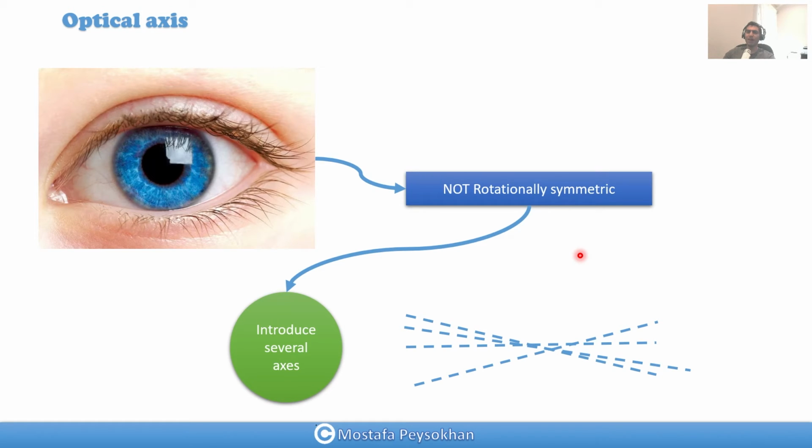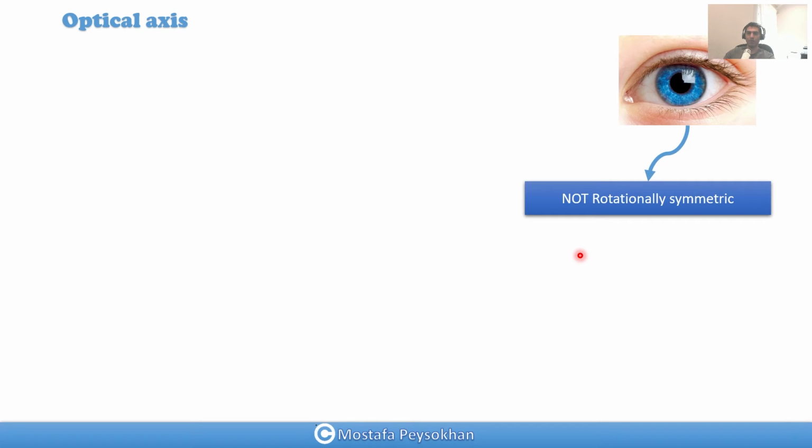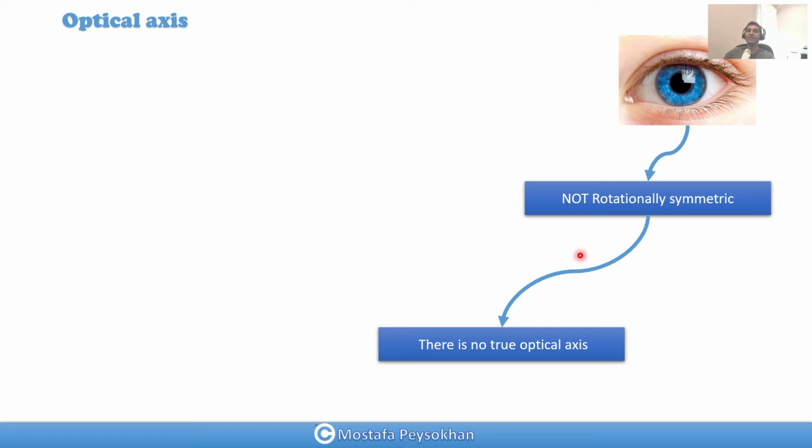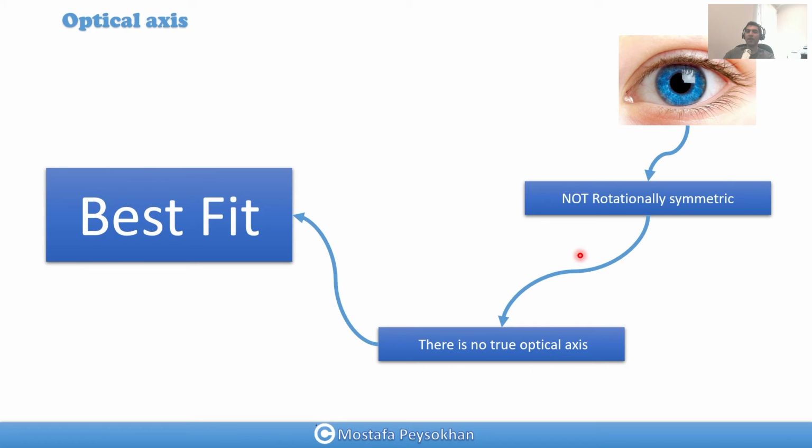But what is the optical axis of the eye? For any optical system, we need to define something as an optical axis. For the eye, it's not rotationally symmetric, and there is no true optical axis that passes through the center of all optical elements that we have. So for that reason, we just use the best fit, the best fit that roughly passes through the center of non-symmetric, off-center objects. That one, we call the optical axis of the eye.